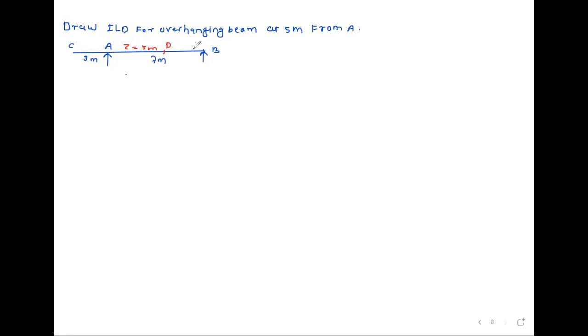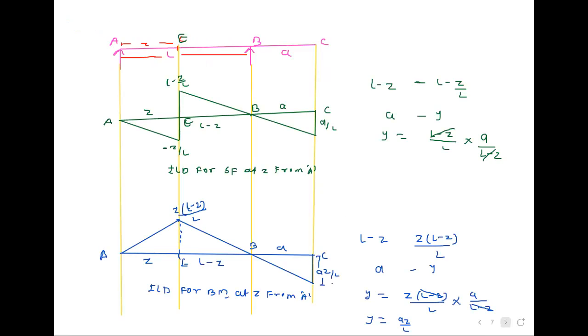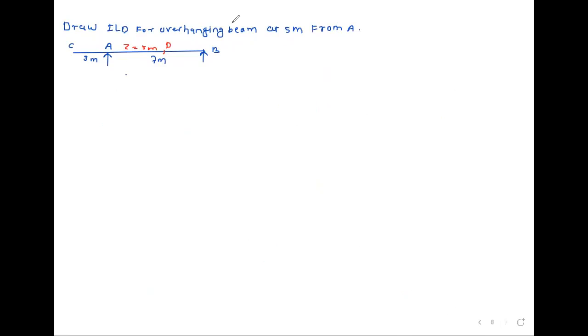Now here there is a change. In the previous example, the overhanging was at the right side. But in this example, the overhanging is at the left side. So for this, we have to draw the ILD. Okay. First, we will draw the ILD for RA.